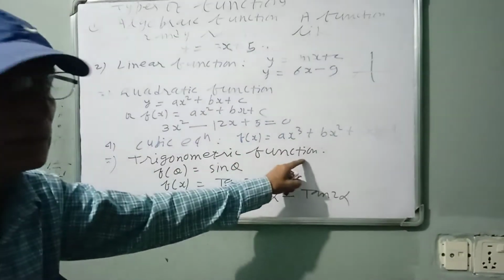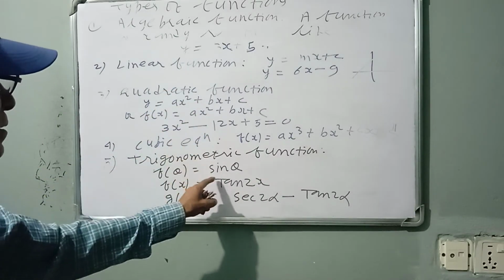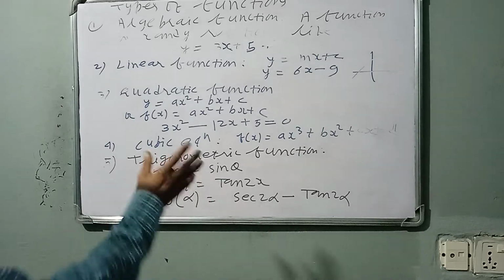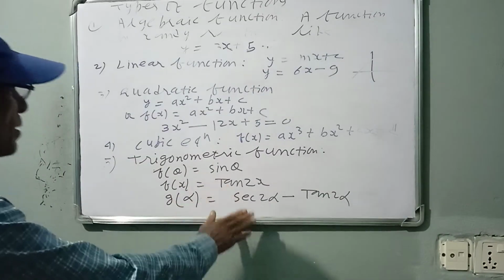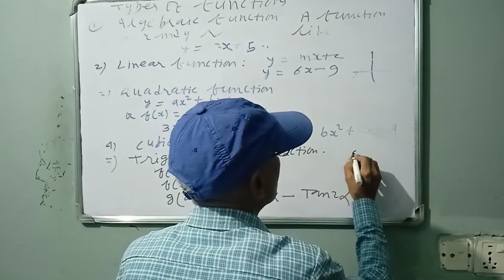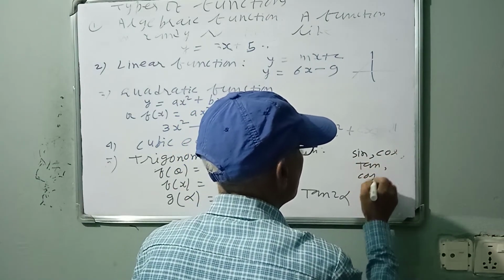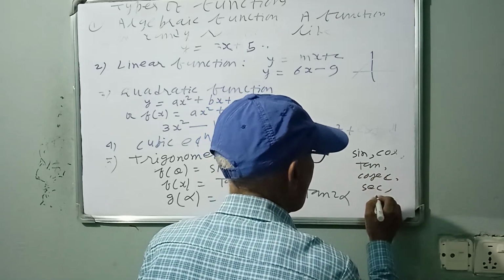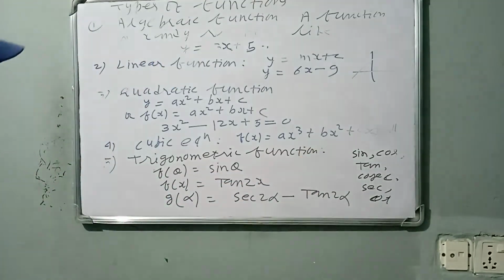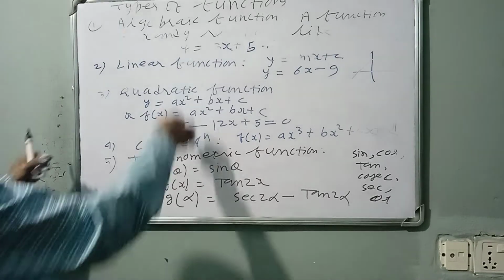A trigonometric function is a function which contains at least one of sin, cos, tan, cosec, sec and cot, among these 6 trigonometric ratios at least one should be present. Such a function is called a trigonometric function.